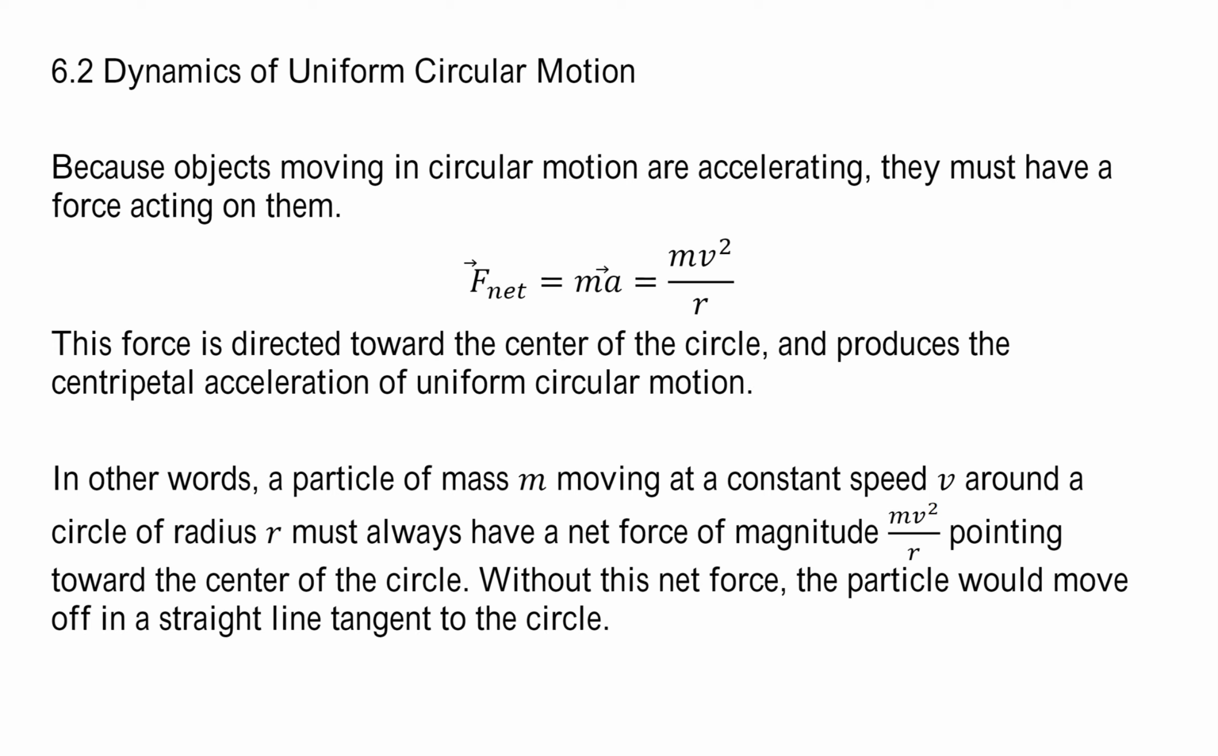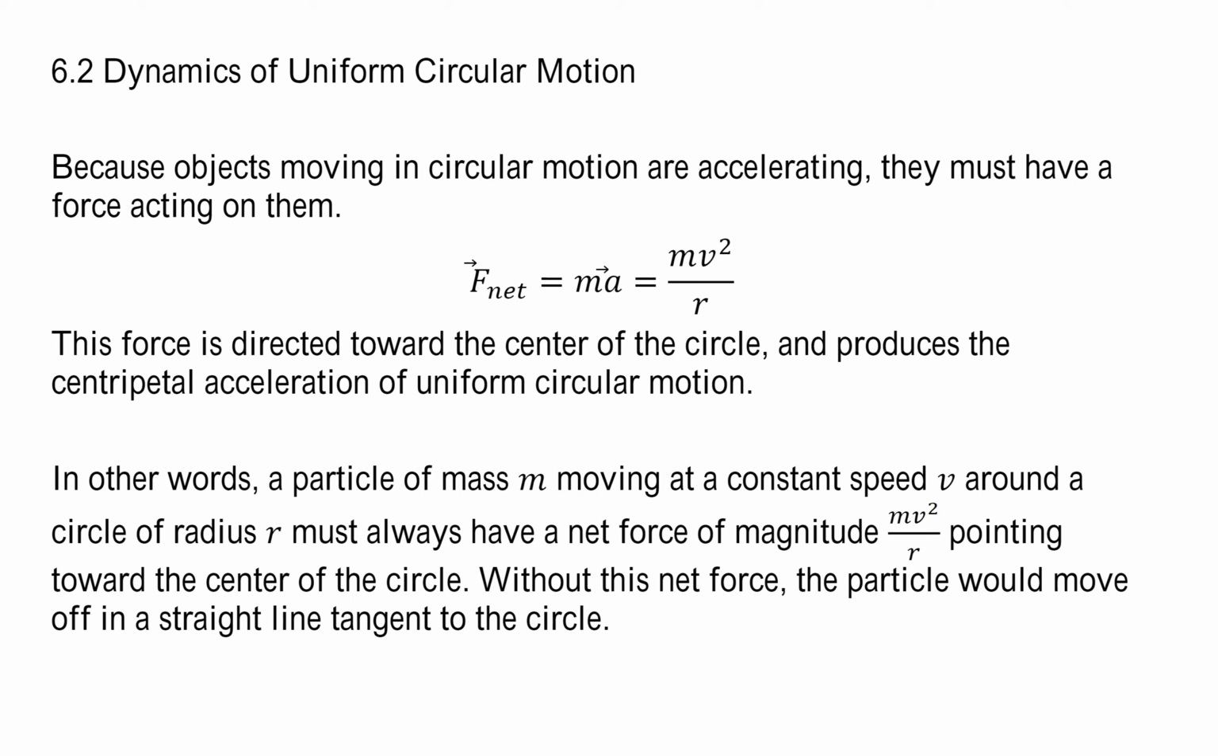Section 2 is dynamics of uniform circular motion. So we're extending the learning that we did in Section 1 by starting to do some problems. Because objects moving in circular motion are accelerating, like we talked about, they must have a net force acting on them. So F net equals ma, like we learned. This is Newton's second law.